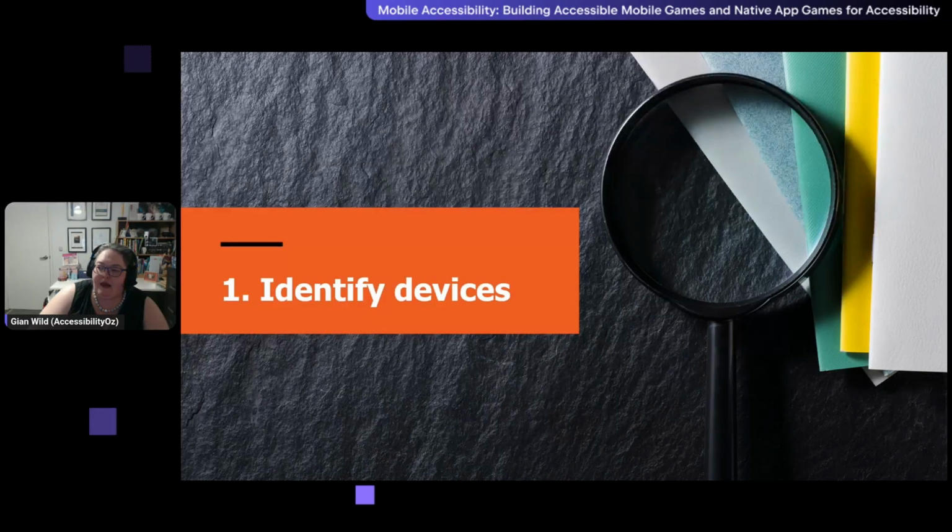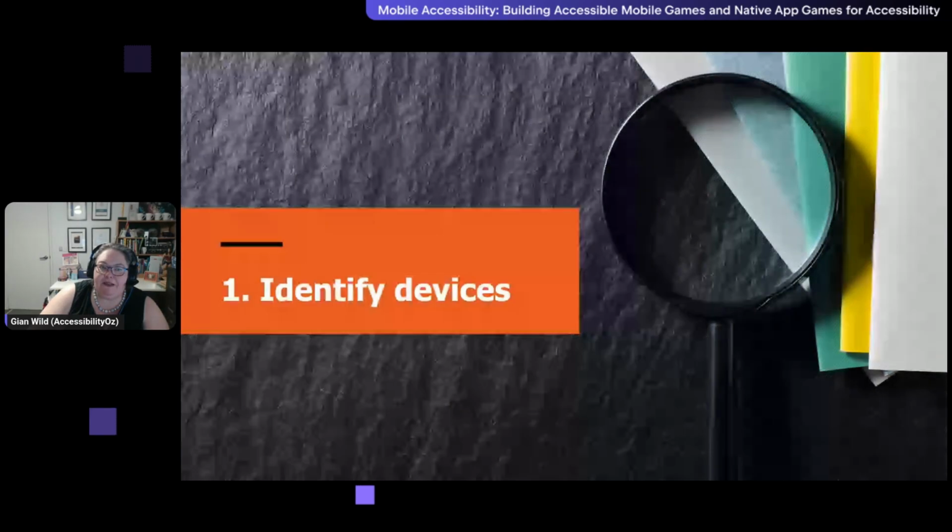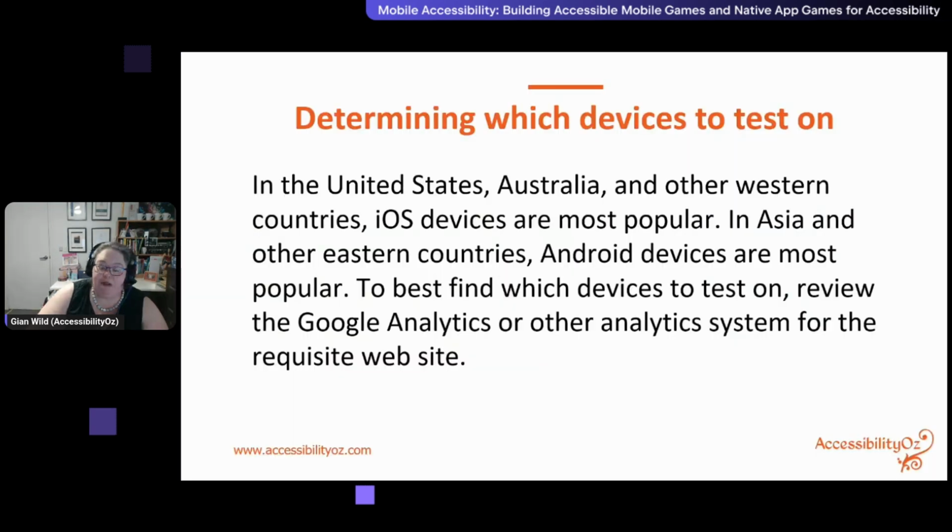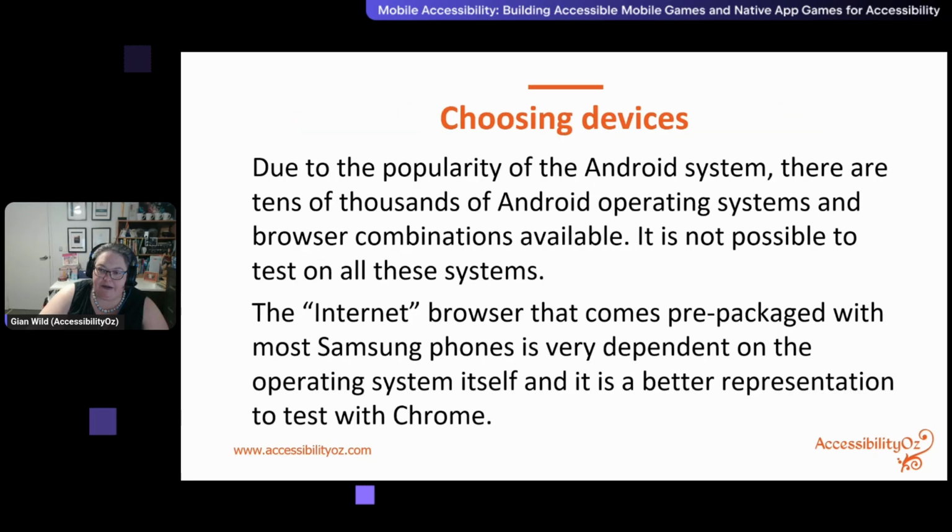So for step 1, identify devices. Firstly, you should determine what devices your system should work on. So in the United States, Australia, other Western countries, iOS devices are most popular. In Asia and other Eastern countries, Android devices are most popular. So if you have a site, the best way is to look at Google Analytics to determine who's using your system and then build from there.